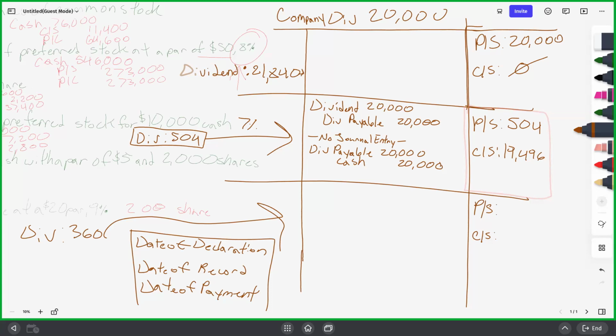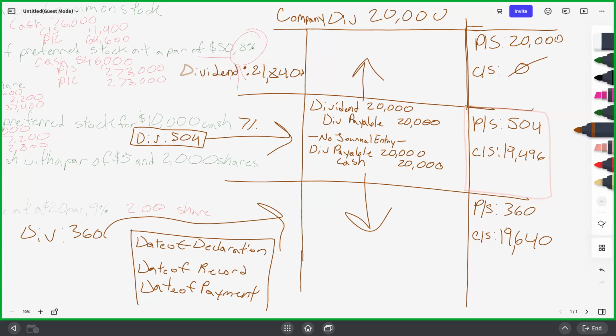Let the journal entries be the same as the last problem. Yep, journal entries are the same. All right, now what's going to be the amount of preferred and common stock down here? All right, perfect. Any questions on any of this?